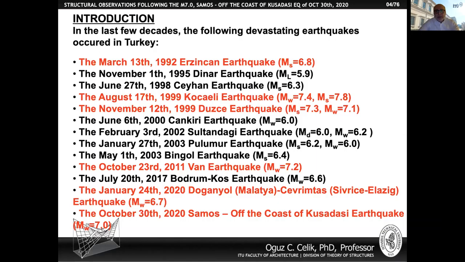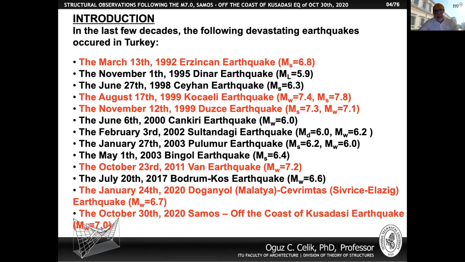As an introduction, this is a list. What you see here is that in the last few decades, let's say three decades, the following earthquakes occurred in Turkey, and the red ones are where I made some reconnaissance investigations just after these earthquakes. Everything, during my professional lifetime, started with the Erzincan earthquake. This is a city in the eastern part of Turkey, my hometown. And in 1992, it was an earthquake measuring 6.8.